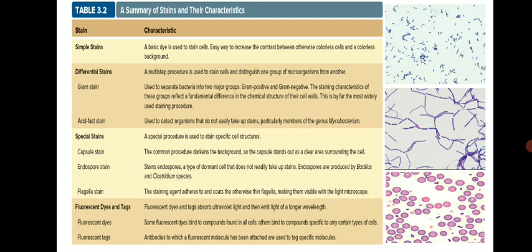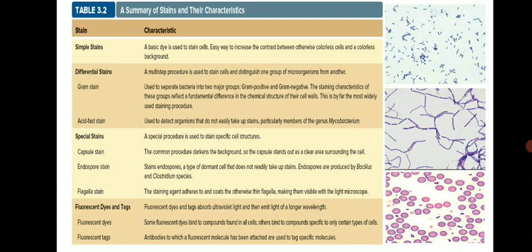So here in this slide a summary of stains and their characteristics is given. Staining is important as far as preliminary identification is concerned, and microscopic observation is not realistic and not possible without staining. There are different kinds of staining techniques widely used: simple stains, then differential staining techniques, then special stains, then fluorescent dyes and tags. A simple stain is just used to visualize shape or morphology, and it is an easy way to increase contrast between colorless cells and colorless background.